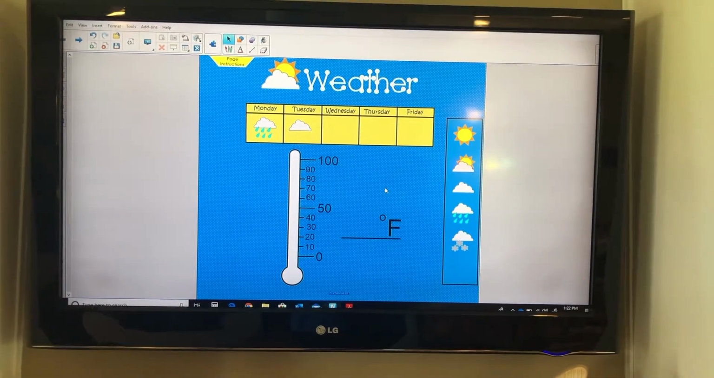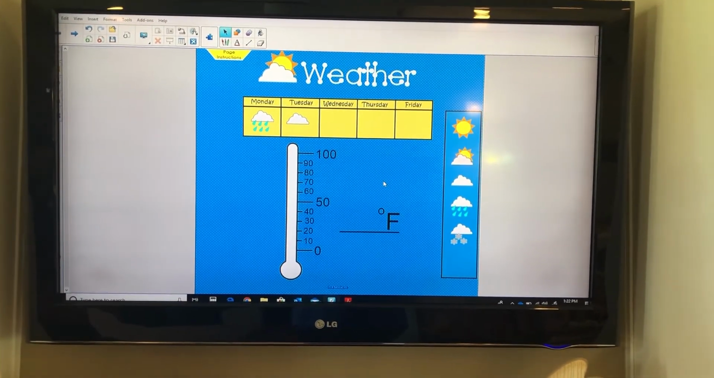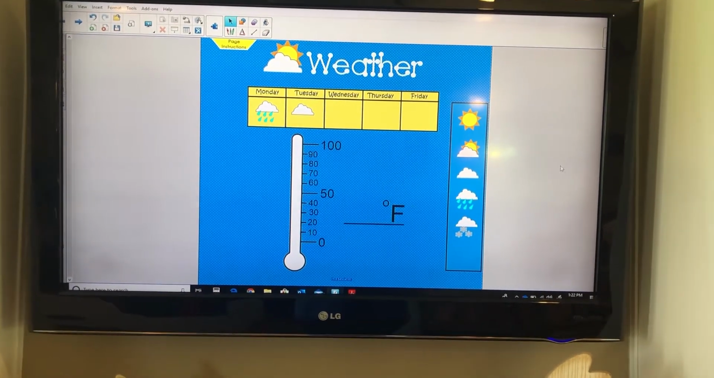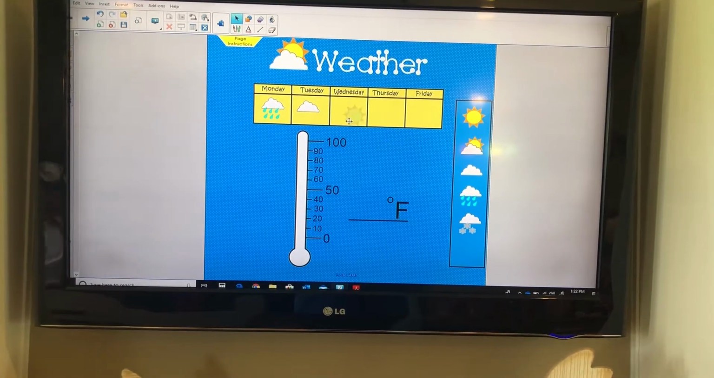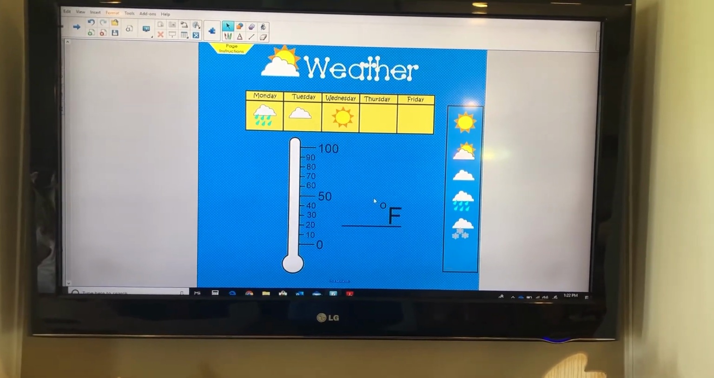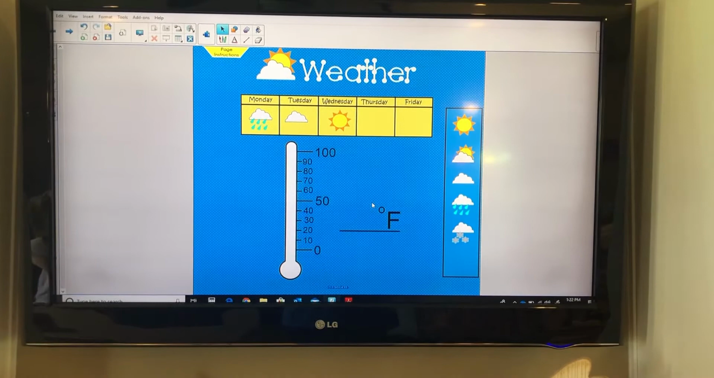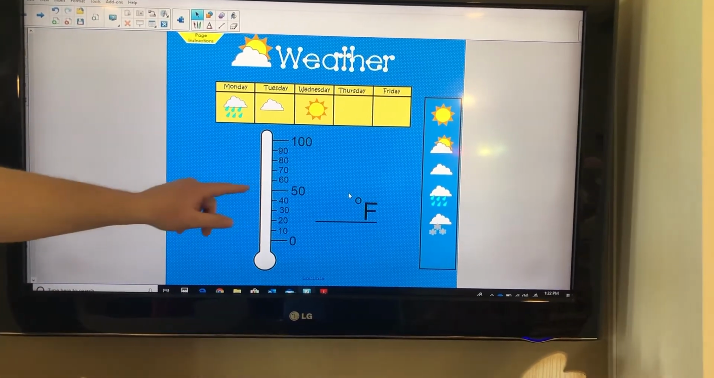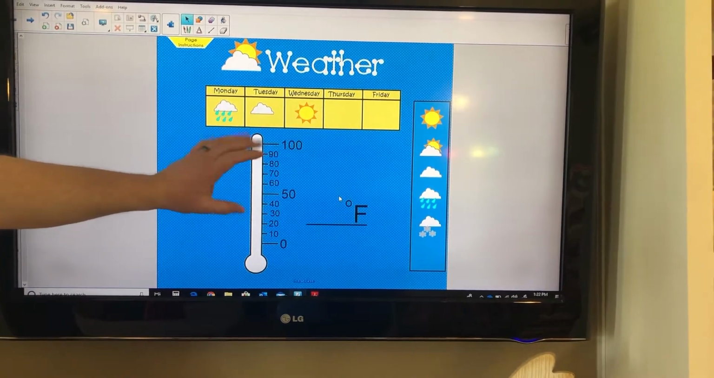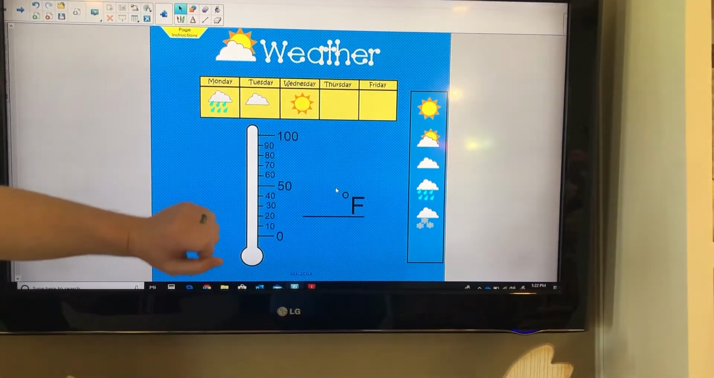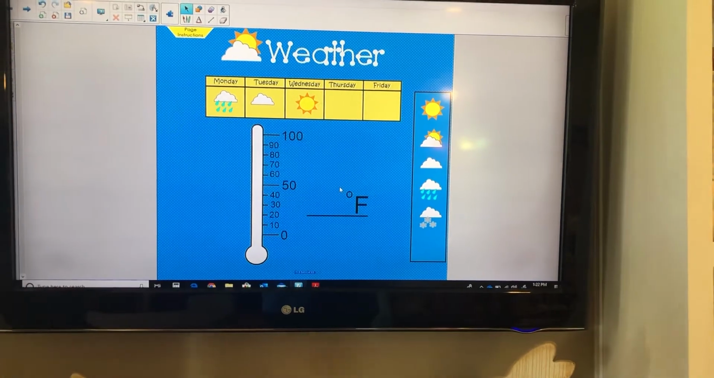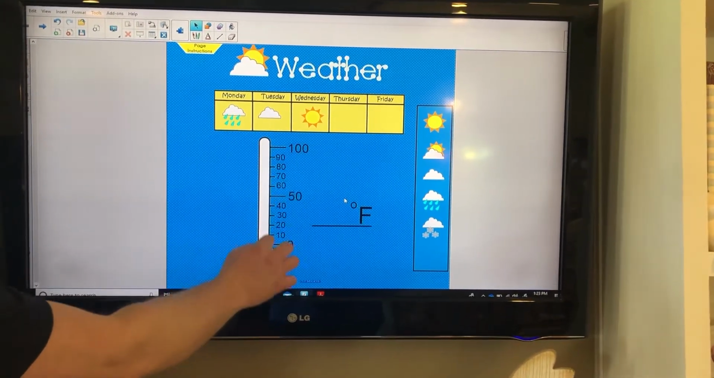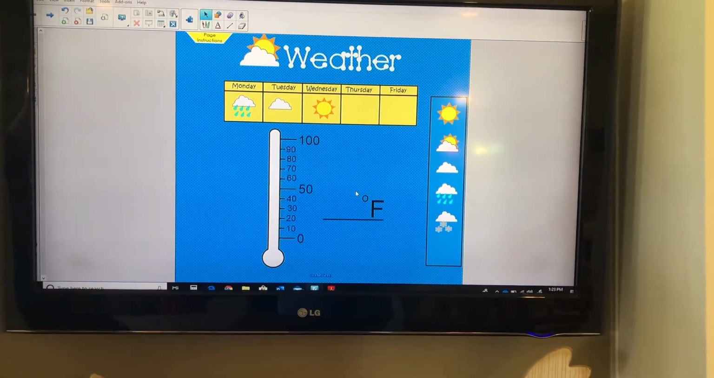The last couple days have been really rainy, but today it's sunny out. So we're going to move the sunny weather thing over here. And I don't know what the temperature is, but it's fairly warm, and I don't have a marker. So I'm going to guess it's maybe in the 50s, low 60s, something like that. But if I did have my marker, I would start my line wherever it is here and color that in down to the bottom on our thermometer.